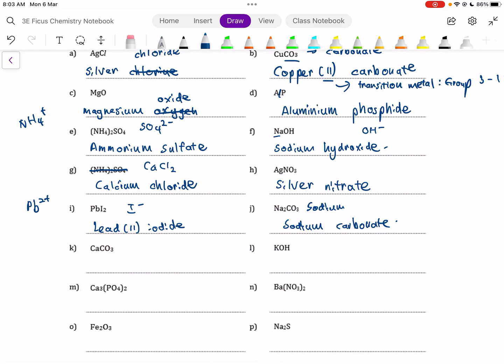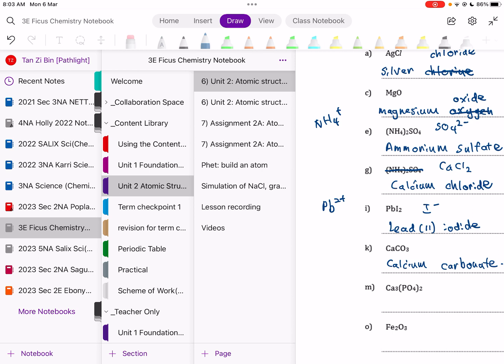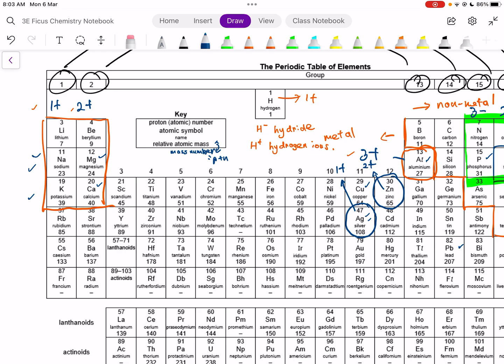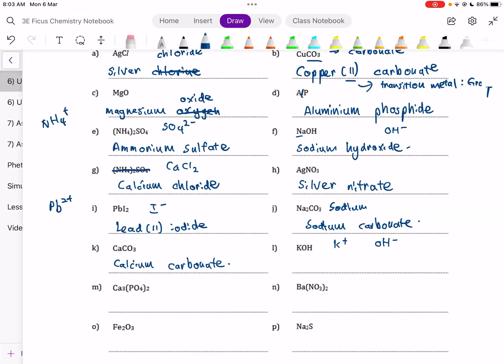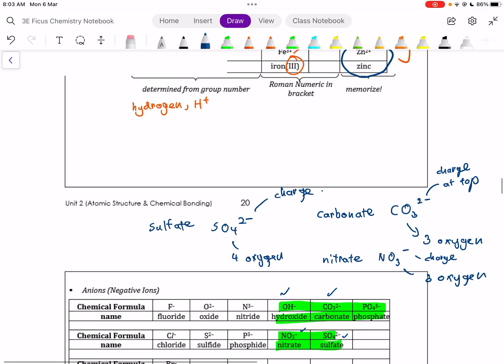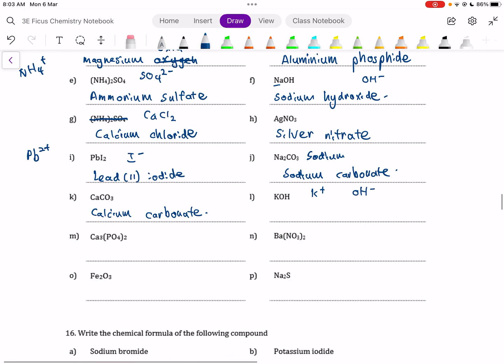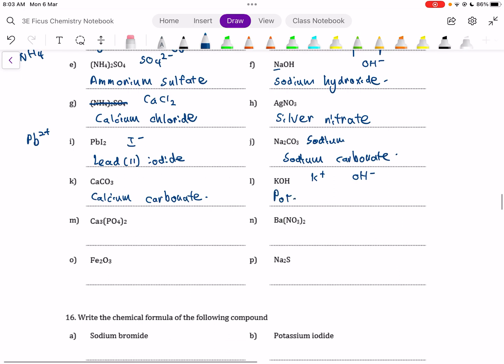Next thing, same thing. I have calcium carbonate. Calcium, you can look up the periodic table. Then next I have KOH. This one is split into K+ and OH minus. K+ is from the periodic table, and then OH minus is from here, hydroxide. So this one is potassium hydroxide.